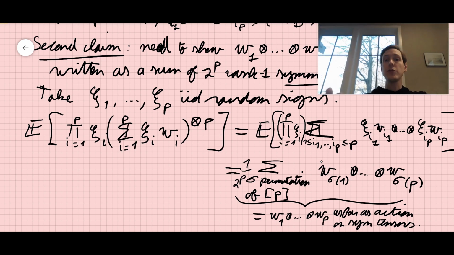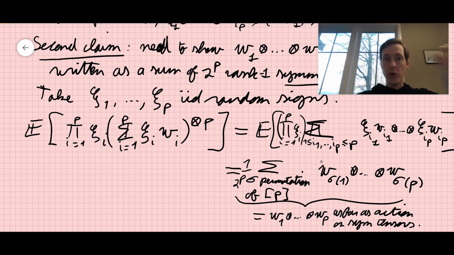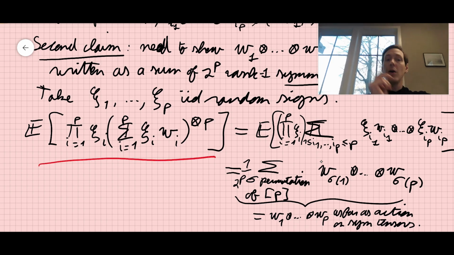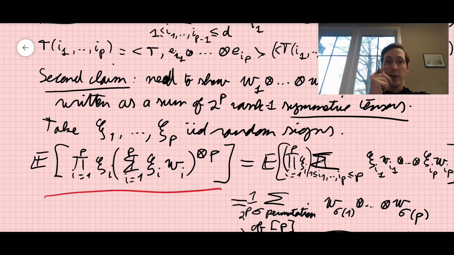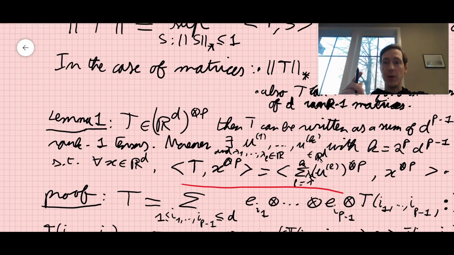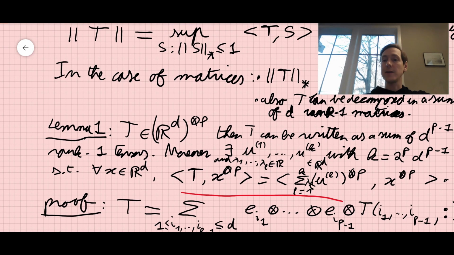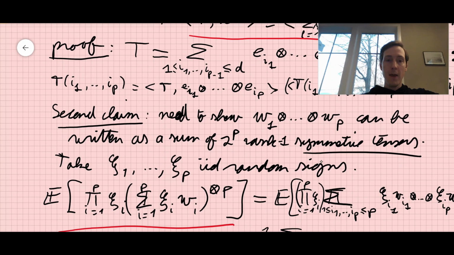All right, so this shows that I can always write a non-symmetric rank 1 tensor as a sum of 2 to the p symmetric rank 1 tensors, as far as the action on symmetric tensors is concerned. So that proves our second claim, that you can always write it as a sum of symmetric rank 1 tensors as long as you have k equals 2 to the p times d to the p minus 1. Okay, very good.